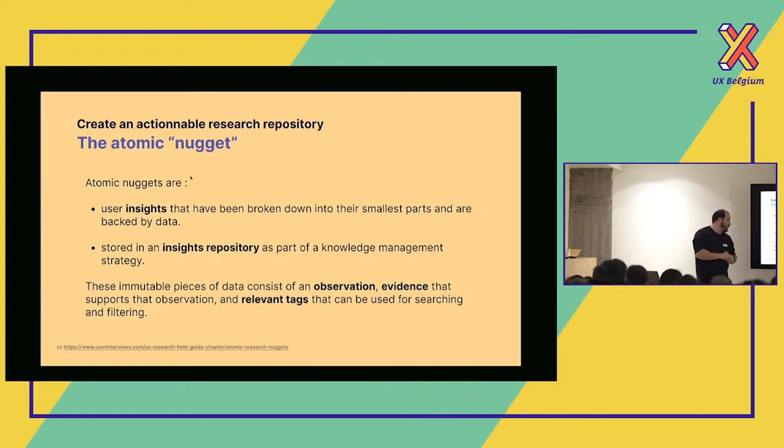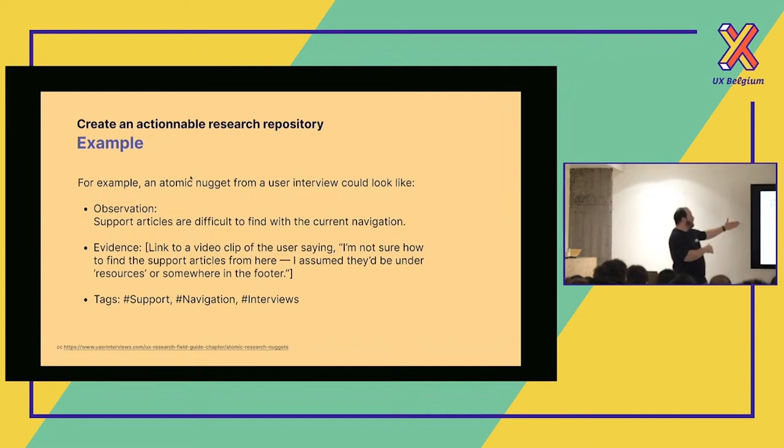So for example, this could be an atomic nugget. We've got an observation: support article not difficult to find with the current navigation. We've got an evidence that is coming from the experiments we conducted, and we've got some tags. So with that, we should be able to position innovation on a specific segment of the product and what should be done.